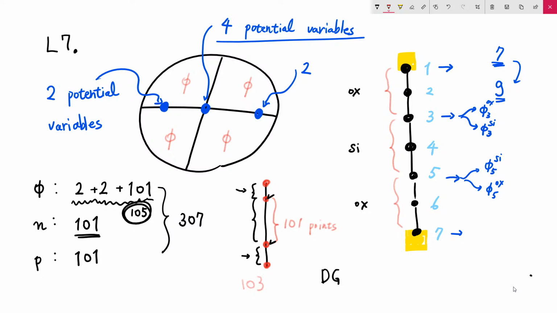since we have an interface here, this guy and this guy can contribute 2 points and 2 points, so the number will be 105.